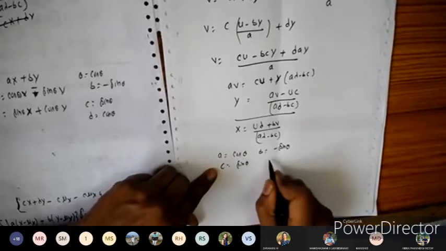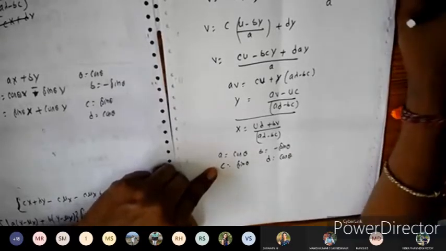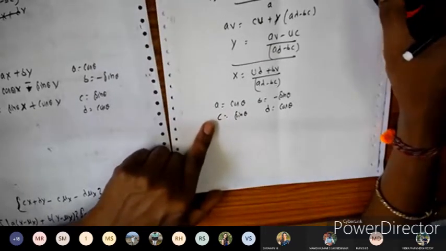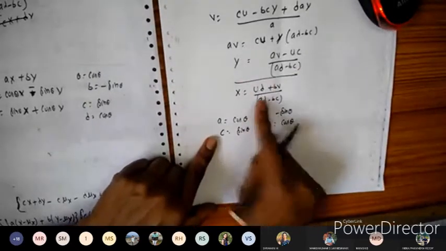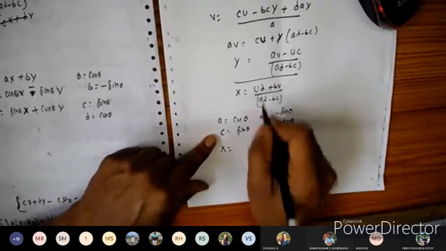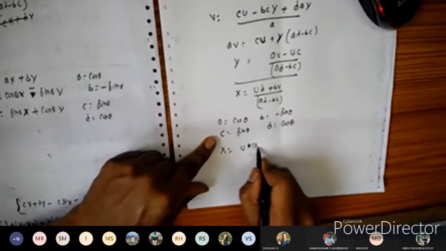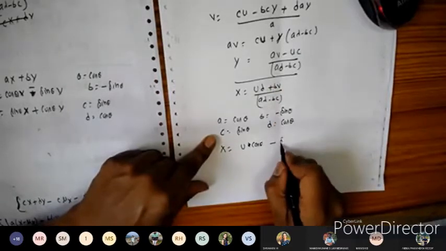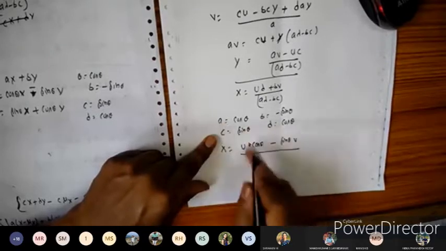Let us substitute c is equal to sin theta and d is equal to cos theta. We are going to substitute here in the random variables y and x. So let us substitute in place of x. So u into d is nothing but cos theta, plus in place of b we have sin theta, so minus sin theta into v, divided by a into d.